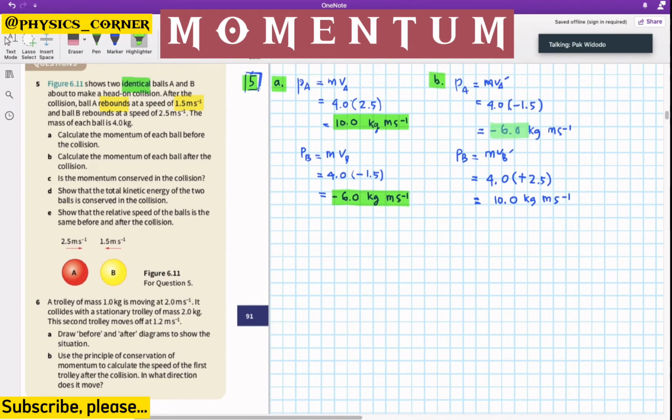So you see this here. Before we read the next question, you can see this is about 10 minus 6. This is minus 6, this is 10. So it is the same thing between momentum after and momentum before. The momentum is constant in collision. Total momentum after and before is the same.